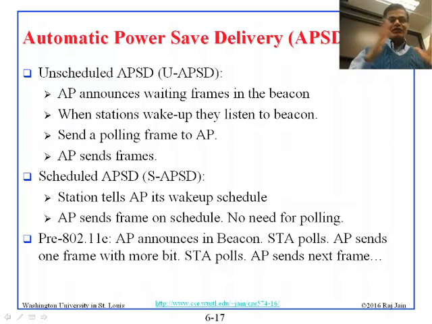All right. So we know scheduled and unscheduled. This we had already covered before. Now, one more difference is that there is no more bit required. So basically, before 11E, the access point announced in the beacon, the station polls and the AP sends one frame which says, I have more for you. And then the STA says, okay, I am ready for the second one, and then it sends the second frame. So there is this back and forth for multiple frames. And after 11E, it could just burst it to you.